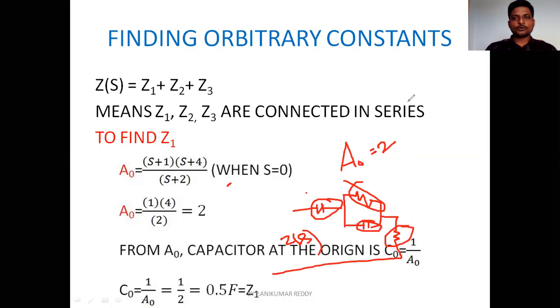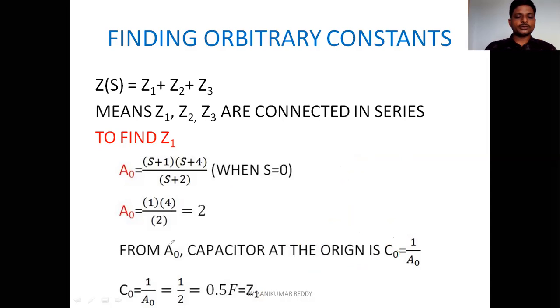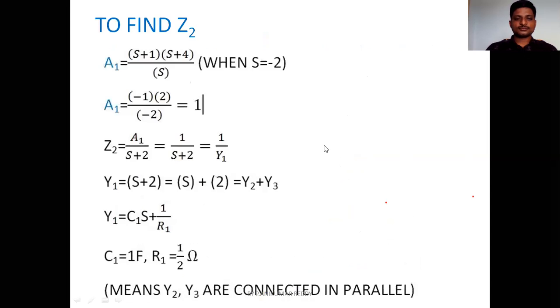In order to do that, we find the value of a0. Once you have a0, C0 is equal to 1 by a0, that you just remember. C0 equals 1 by 2, which means 0.5 farads. That is the value of Z1.